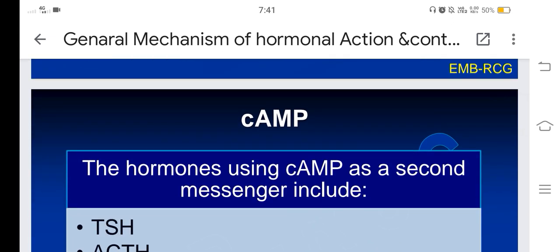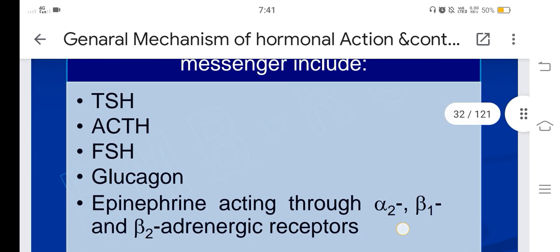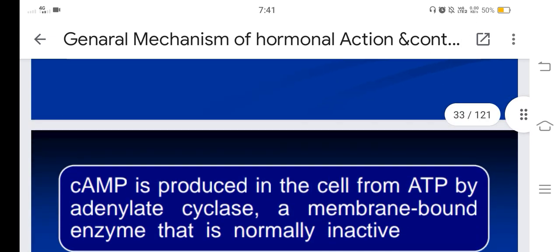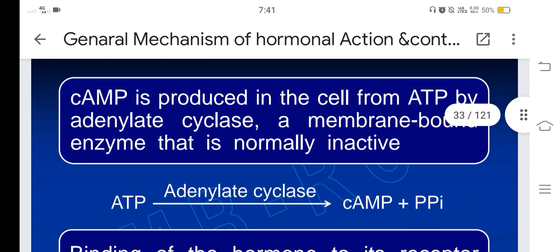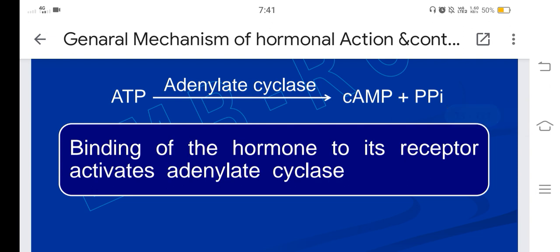Then cAMP. The hormones using cAMP as a second messenger include TSH, ACTH, FSH, glucagon, epinephrine acting through the alpha 2, beta 1 and beta 2 adrenergic receptors. cAMP is produced in the cell from ATP by adenylate cyclase, a membrane-bound enzyme that is normally inactive. ATP, adenylate cyclase, cAMP plus PPi.